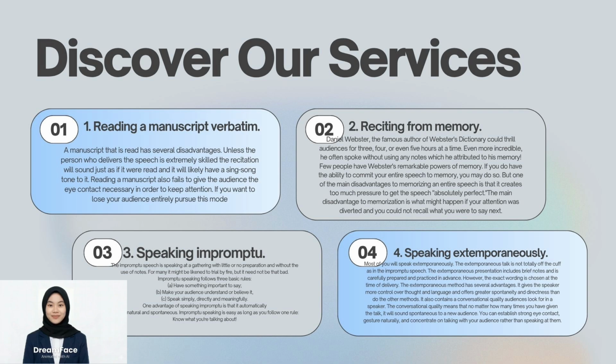The third one: speaking impromptu. The impromptu speech is speaking at a gathering with little or no preparation and without the use of notes. For many it might be likened to trial by fire, but it need not be that bad. Impromptu speaking follows 3 basic rules. A. I have something important to say. B. Make your audience understand or believe it. C. Speak simply, directly, and meaningfully. One advantage of speaking impromptu is that it automatically sounds natural and spontaneous. Impromptu speaking is easy as long as you follow one rule: know what you're talking about.